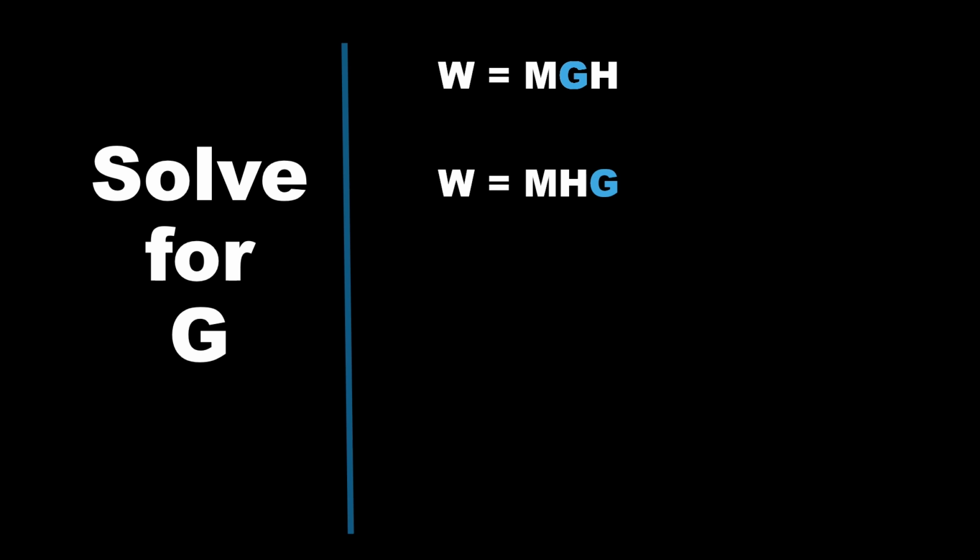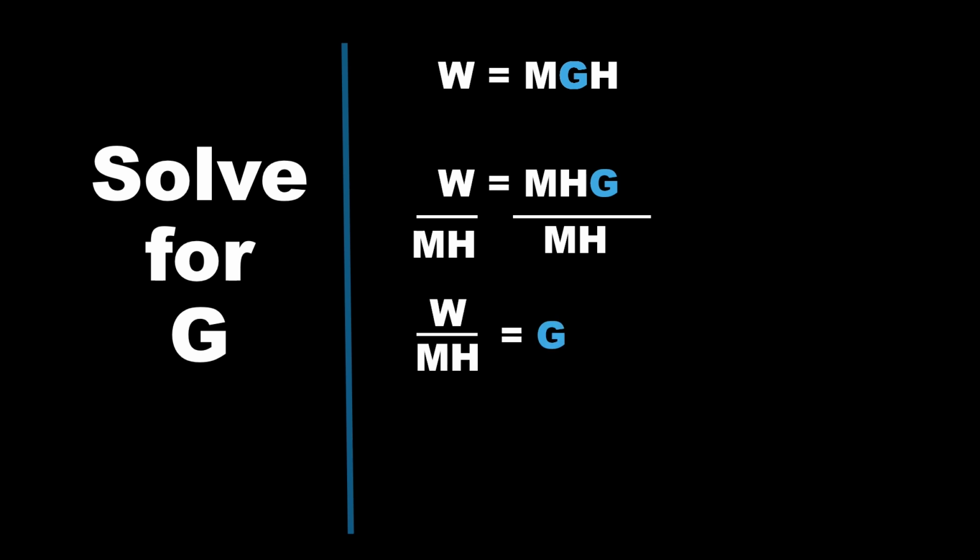Because m and h are connected by multiplication, the opposite of multiplication is division, and I'm just going to do this in one step to make it a little bit easier. I'm going to divide both sides by mh. That's going to give me g is equal to w over mh.